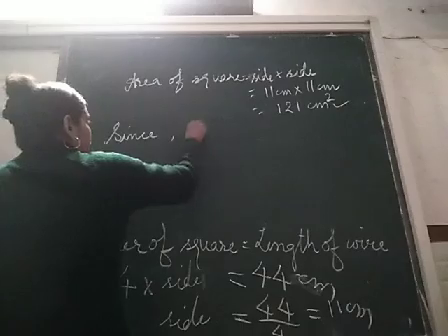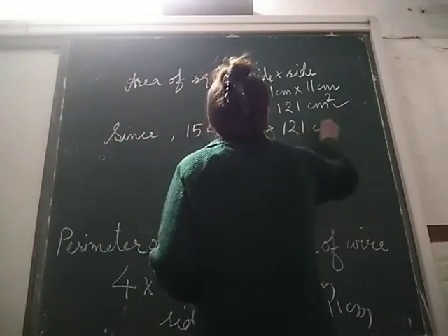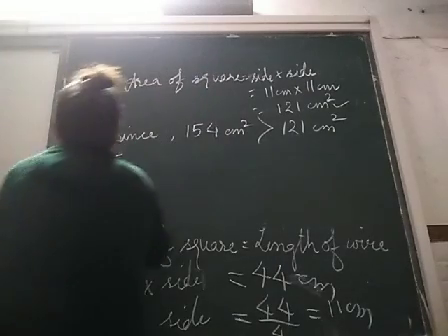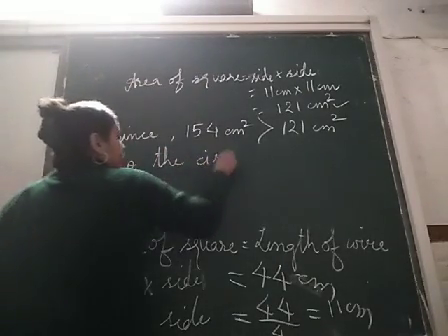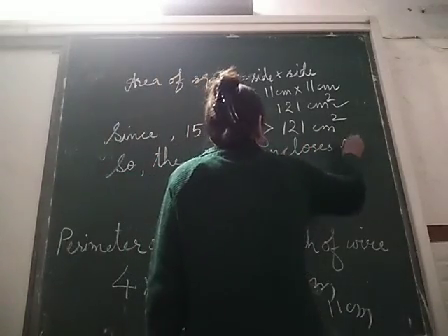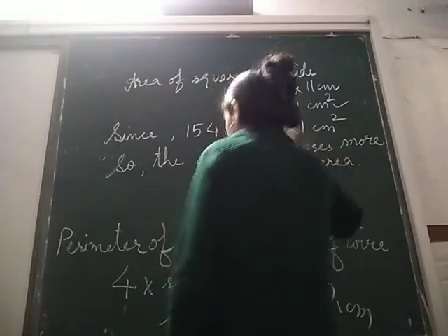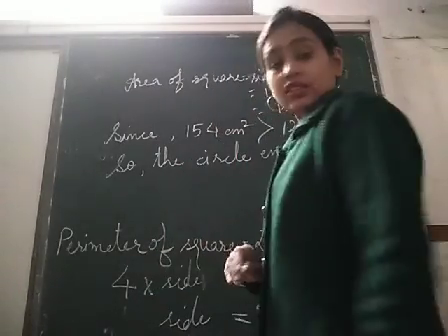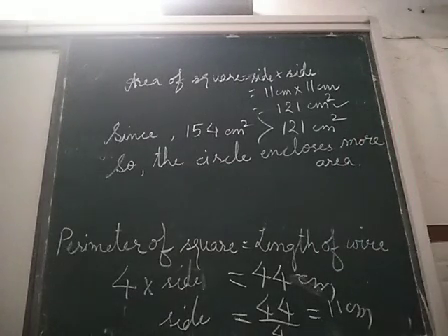Since 154 centimeters square is greater than 121 centimeters square, the circle encloses more area. Okay, so this completes question number 9. Now we start with question number 10.